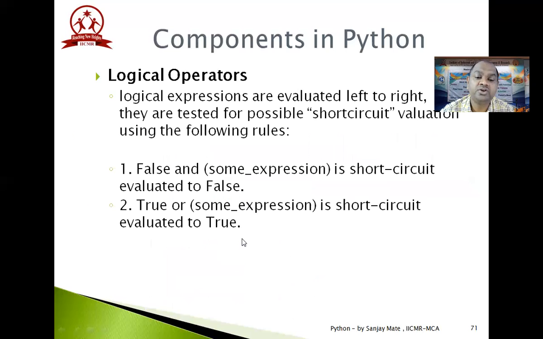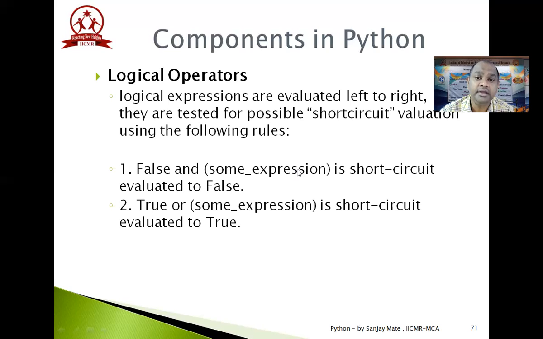This is very important: short circuit. In logical operators, you use short circuit evaluation. What do you mean by short circuit? In the and condition, only if the first condition is true will the next condition be checked.